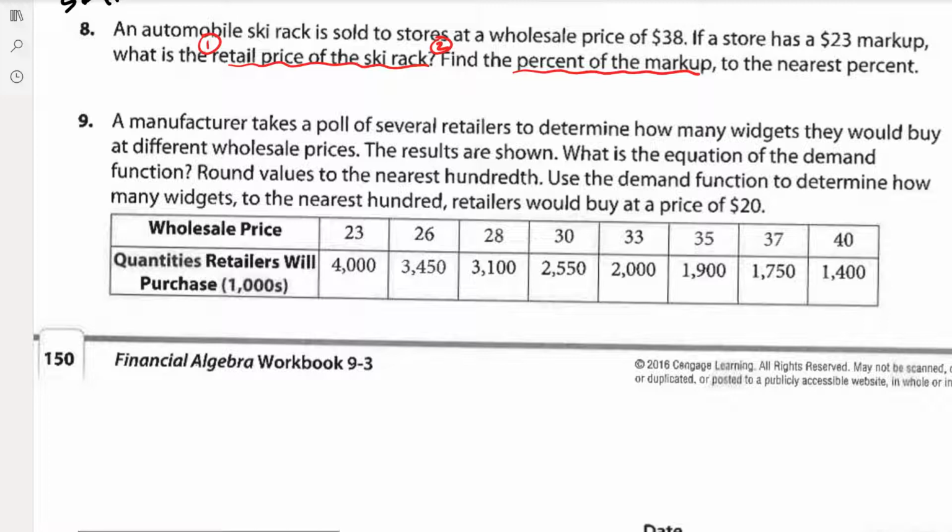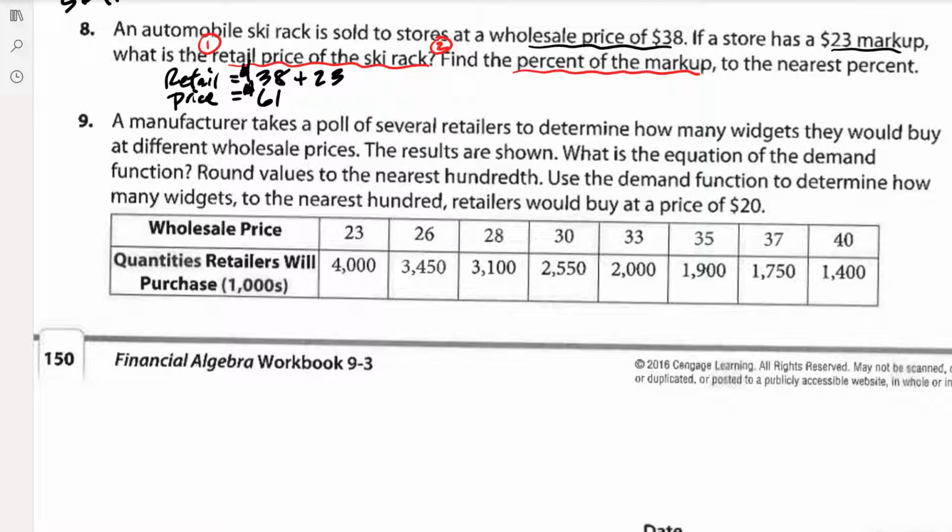So let's do number 1 first. Retail price again is equal to the wholesale price plus the markup. So that's the easy part. Retail is equal to the wholesale price, it says right here, $38, plus the markup. That's given in the problem too. So plus $23. And so that's going to be $61. So that's the retail price.